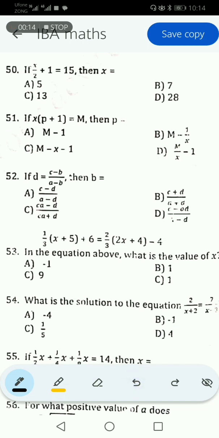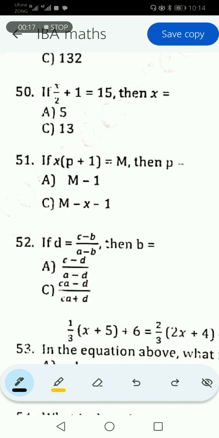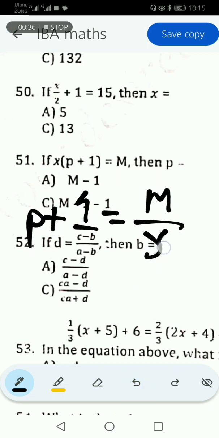So here, if you have a look at the equation, let me zoom in. They have asked about the value of p. In the equation, the value of p is here. Now what you have to do is that x is multiplying here. After going to the other side, it will divide. So our equation will be something like p plus x is equal to m upon x, p plus 1.